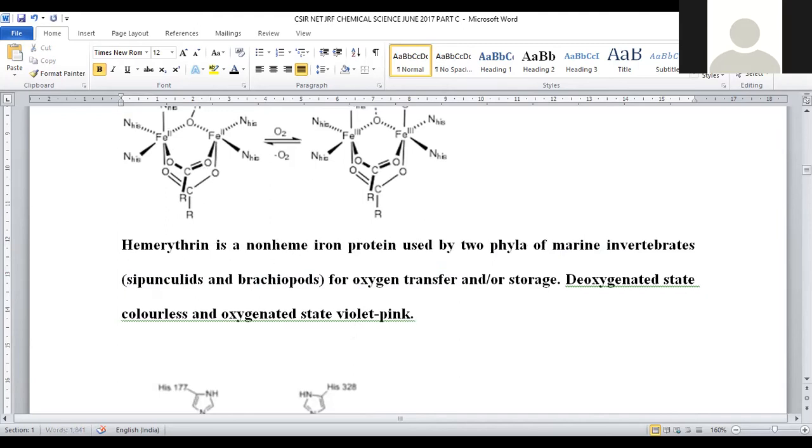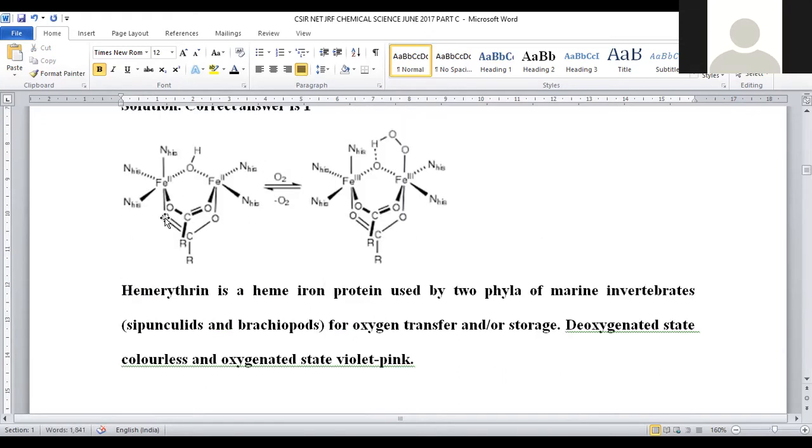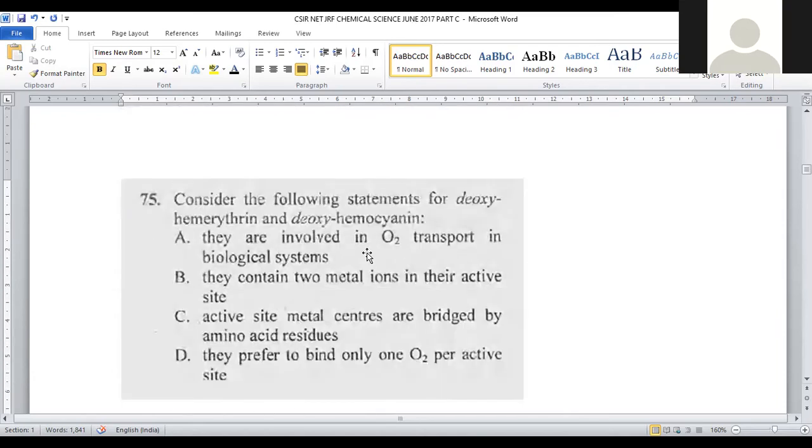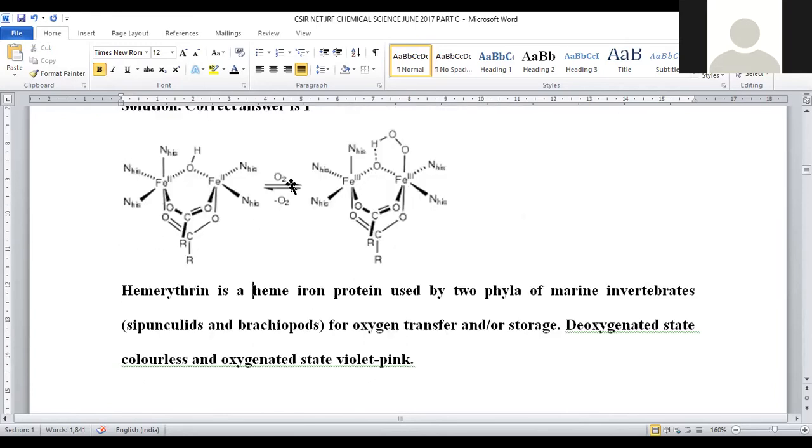So it is the iron containing protein only, iron containing pigment only. So in the deoxygenated form we have iron existing in +2 oxidation state, and they are surrounded by histidine units. Histidine units will be there, and also carboxylate units are working like a bridging agent between two irons, and one mu hydroxy group is also present in between. So this is about deoxyhemerythrin, and essentially it is used for the oxygen transportation.